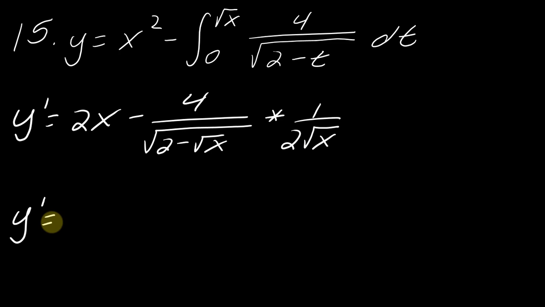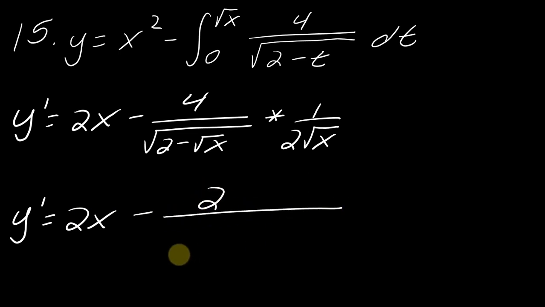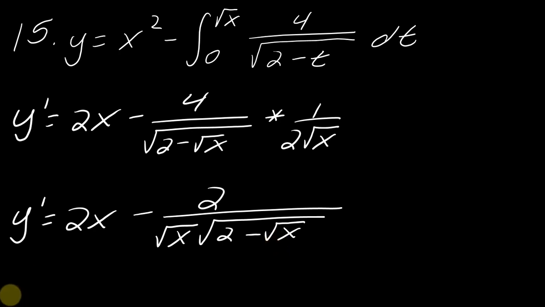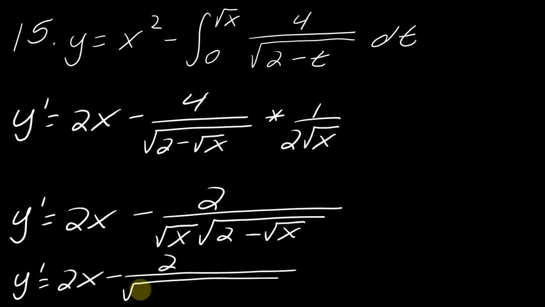So my final answer in this case then will be 2x minus 2 over, let's see, we have a couple different ways we can do this, I guess. So we could say square root of x times 2 minus the square root of x. I guess we could do it like that. And then if you wanted to take this a step farther, you could write this as 2x minus 2 over the square root of 2x minus x times the square root of x. So that would be another way you could write that.